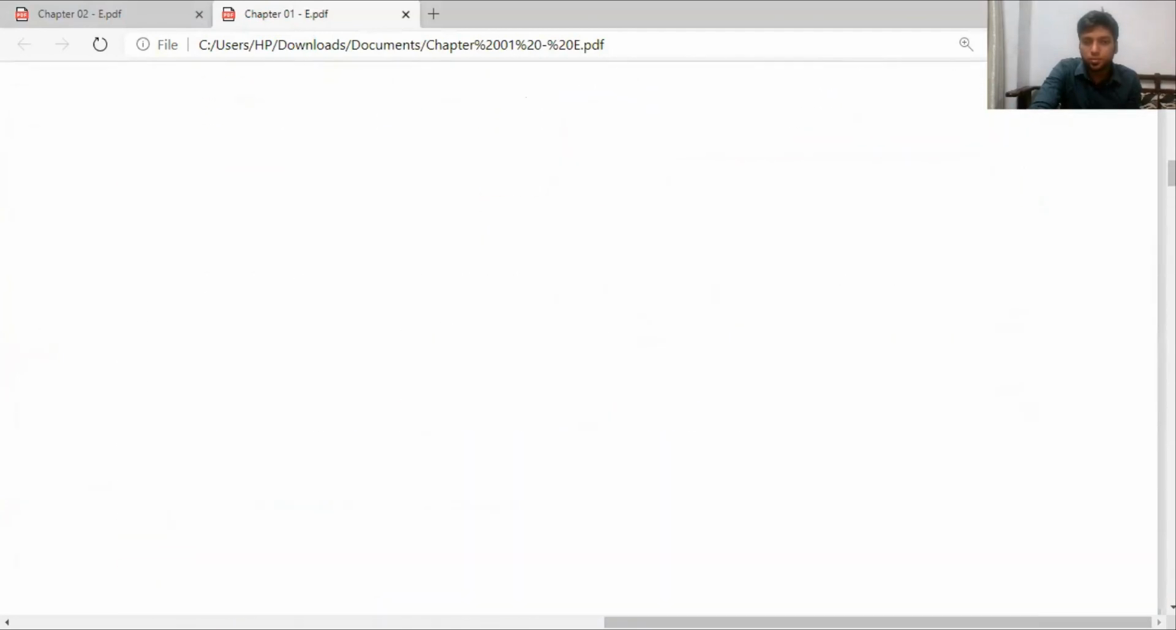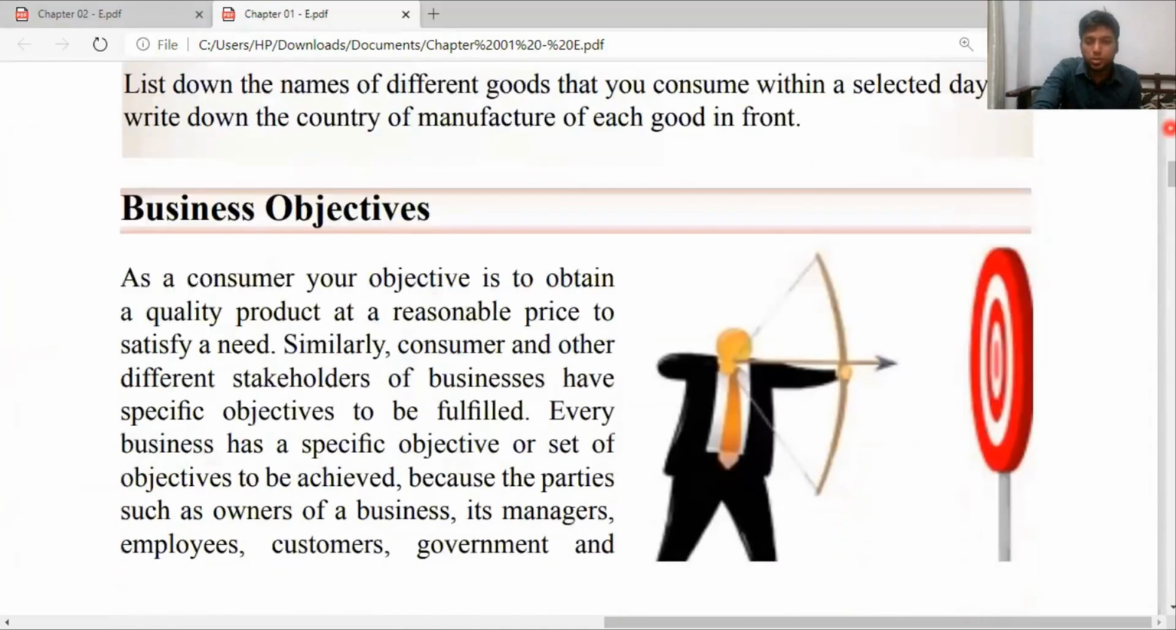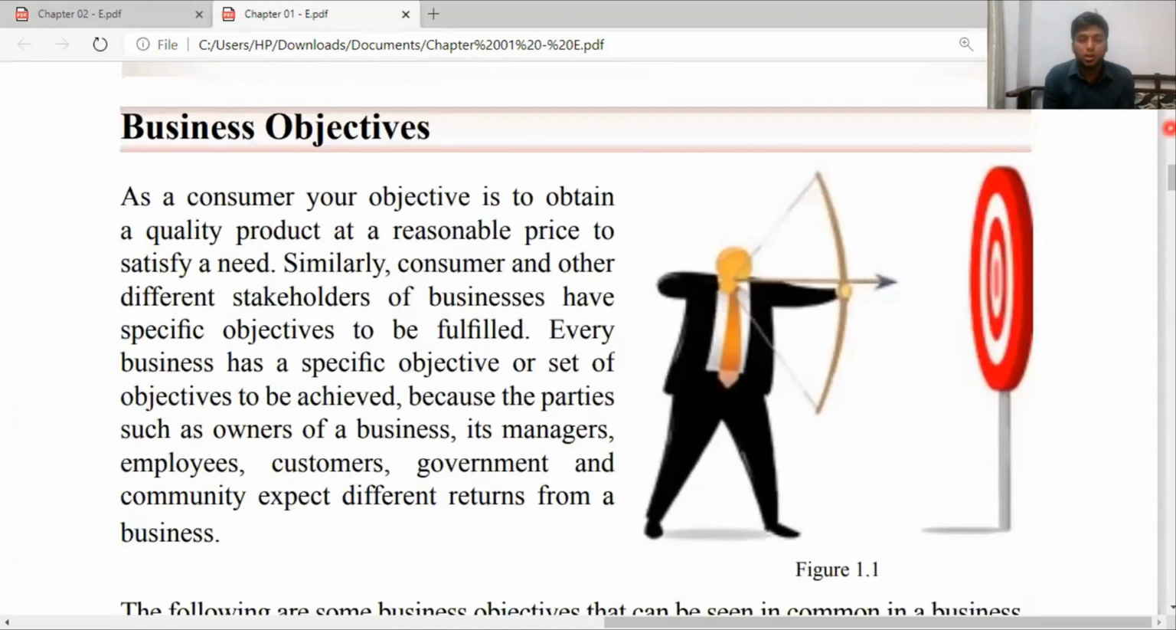Third page. So I'm going to teach you something we call business objectives. Very important. People get confused about what is business objectives and what are business goals, vision, mission. So let me explain these in an easy way. Business objective is something a business tries to achieve within a short span of time. It's a target which you need to achieve.